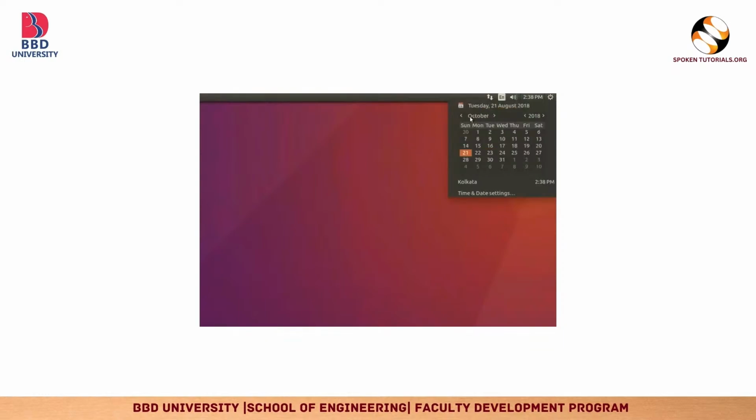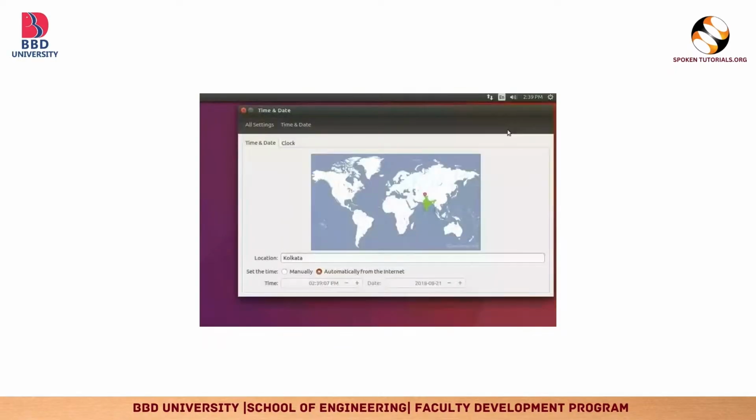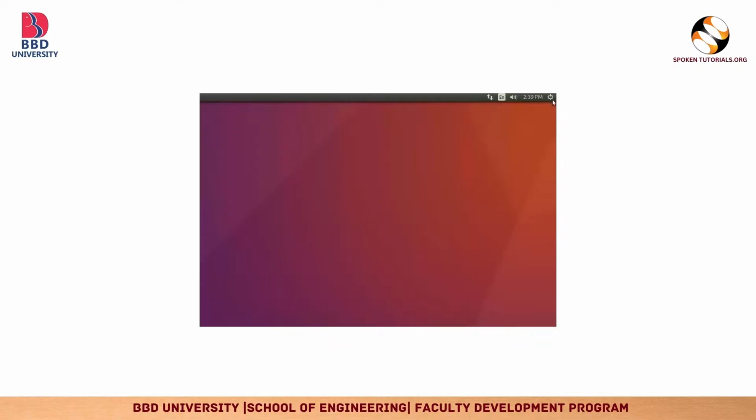Next icon is Time and Date. If we click on this icon, the calendar opens up. We can see the current date, month and year. Arrow buttons allows us to move to other months and years as per our choice. We can edit the date and time by clicking on the time and date settings. Explore this option further on your own.